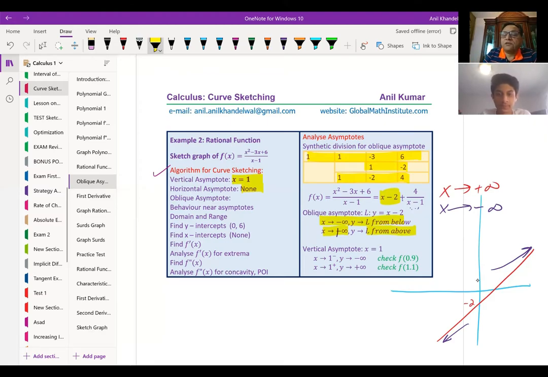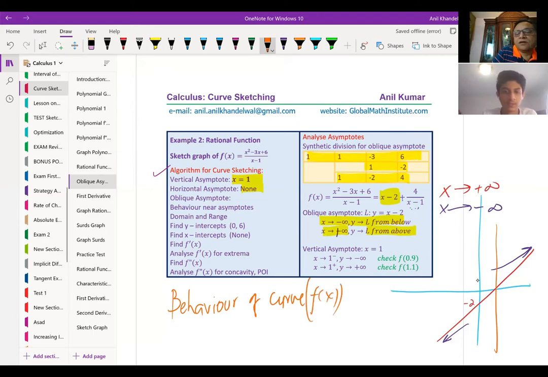Now, we also have a vertical asymptote, which is at x equals 1. So let's say this is our vertical asymptote, right? In that case, we have to figure out its behavior near the vertical asymptote. This is very important, right? So make a note, you have to show the behavior of the curve, which is that of the function, near the asymptote.